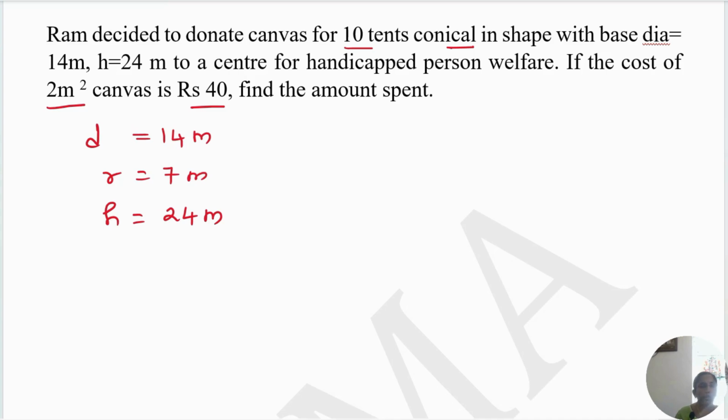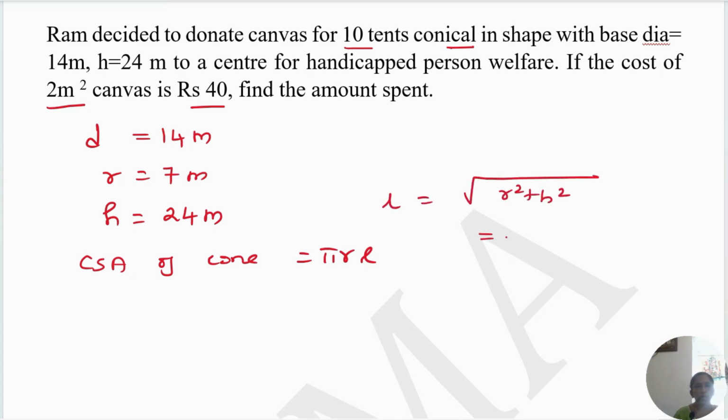So here the cone. So here you have to calculate the CSA. So CSA of cone formula is pi r l. So here l is not given. So l is equal to root of r square plus h square. So that is root of 7 square plus 24 square. So here 7 square plus 24 square is 25 centimeters. 7, 24, 25 are triplets. So l is equal to 25 centimeter.